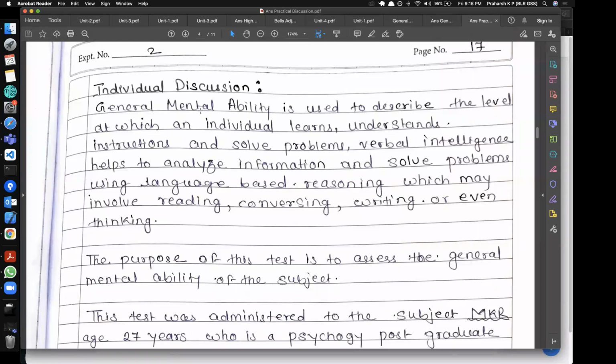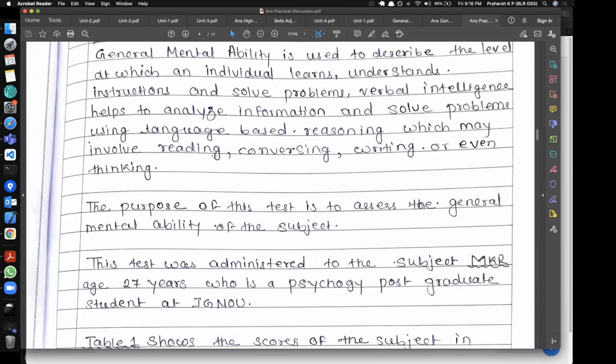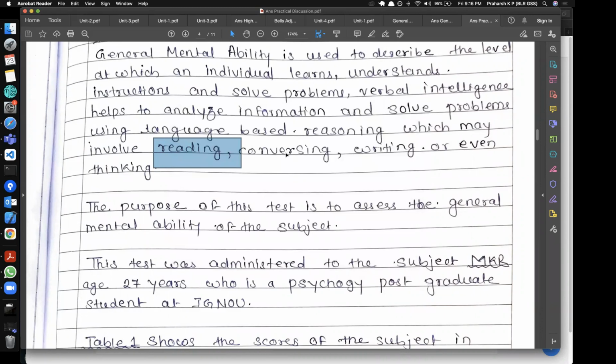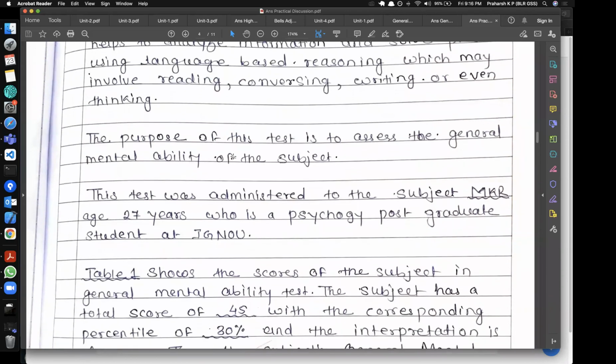Now, I'll read on. GMA is used to describe the level at which an individual learns, understands instructions, and solves problems. Verbal intelligence helps to analyze information and solve problems using language-based reasoning, which may involve reading, conversing, writing, or even thinking. We don't use the reading skill in this. We don't use conversing. We only use this kind of thinking and reasoning skills. The purpose of this test is to assess the general mental ability of the subject.